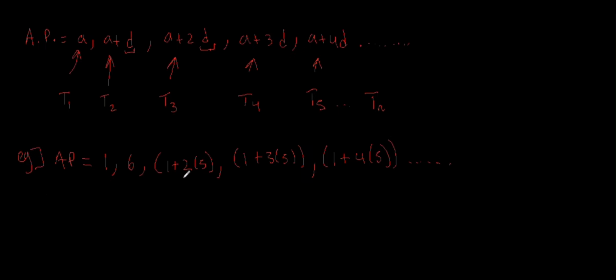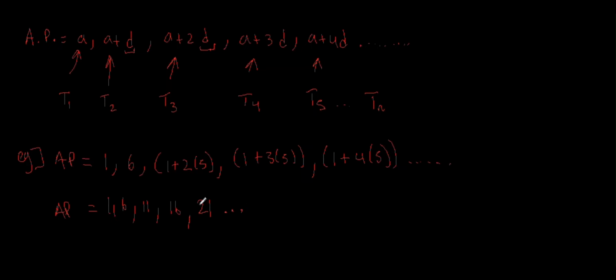Yeah, so let's simplify this. So our AP is 1, 6. 2 by 5 is 10. 10 plus 1 is 11. 15 and one is 16, 20 and one is 21. Well, and it goes on forever.